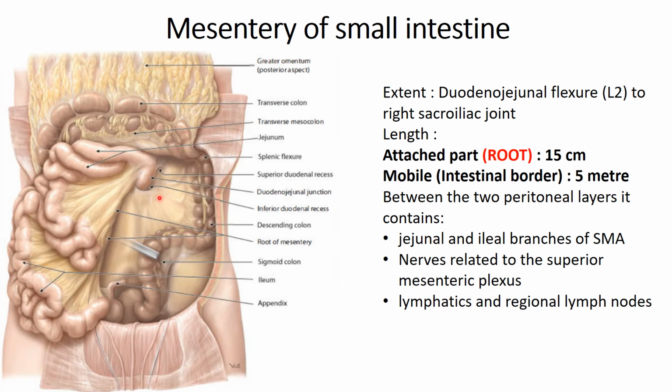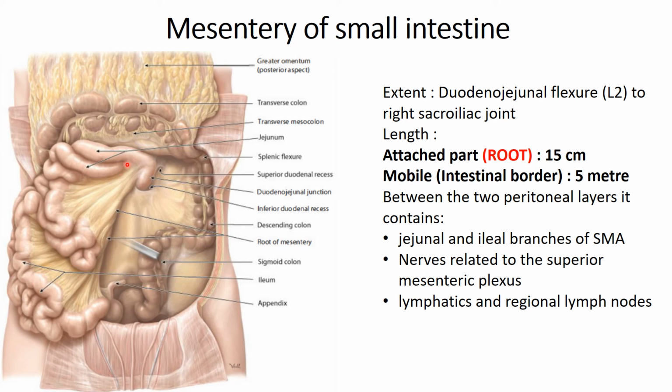The mesentery of the small intestine is a bilayered long fold of the peritoneum wrapping the jejunal and ileal loops and attaching them to the posterior abdominal wall, and that's how a complex fan is formed. Since this attached part is shorter and lying obliquely, it is only 15 centimeters long, starting at the duodenojejunal flexure at the second lumbar vertebra and ending at the right sacroiliac joint. So that's how this is obliquely placed.